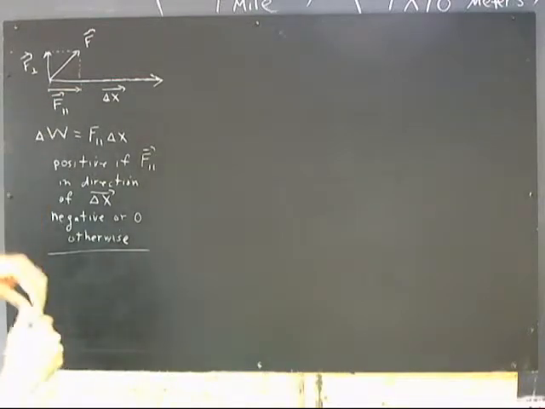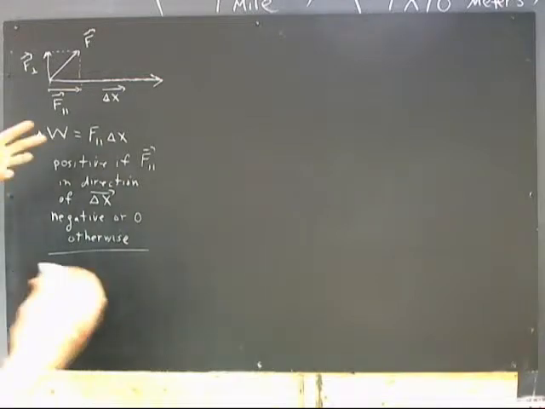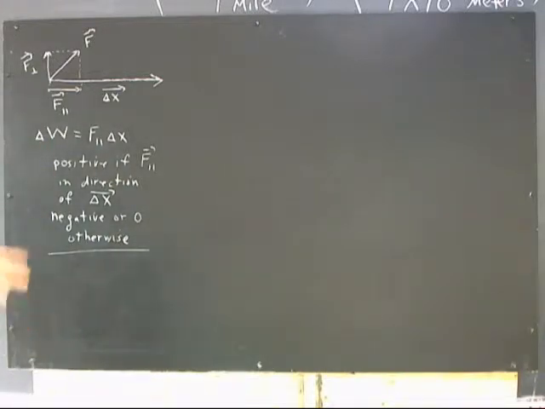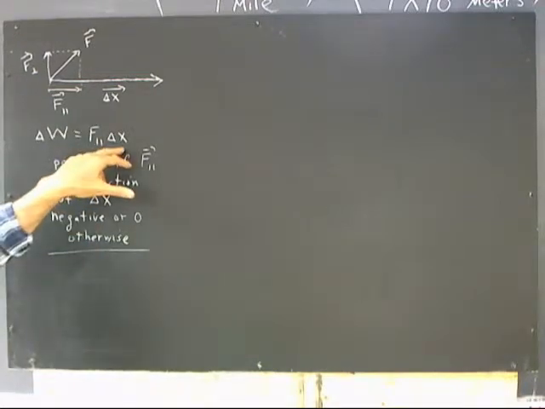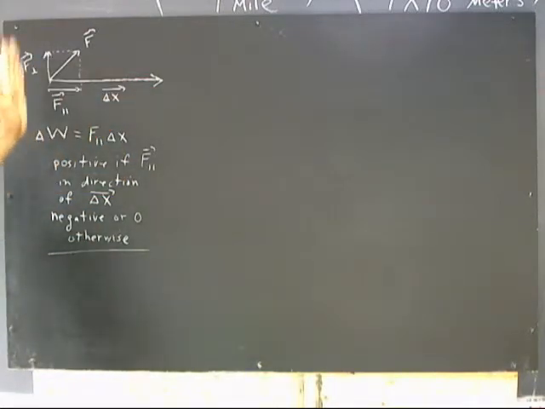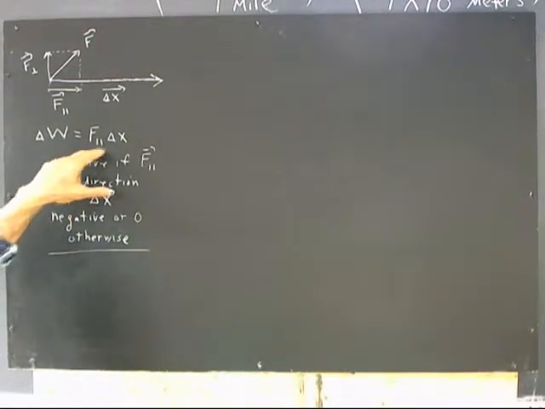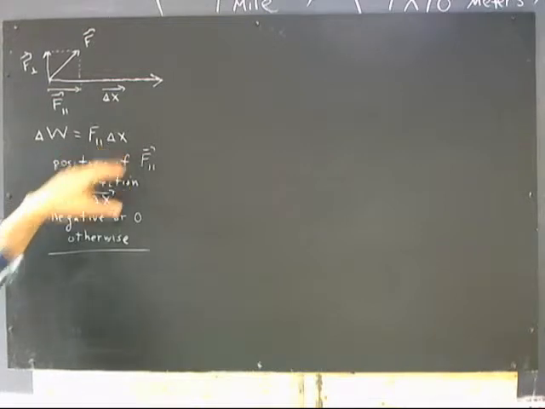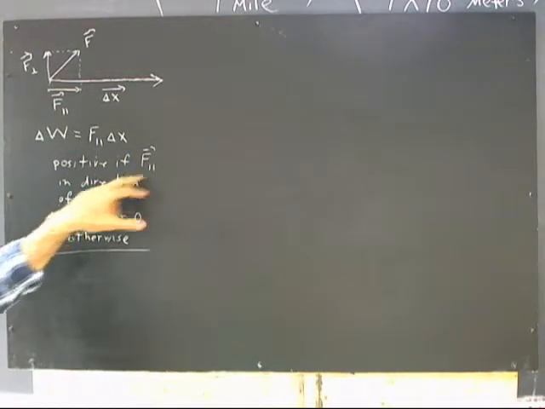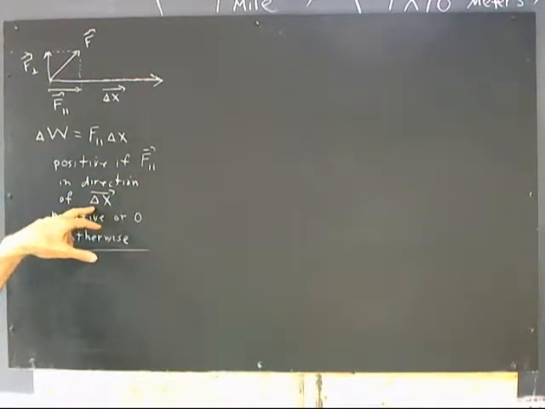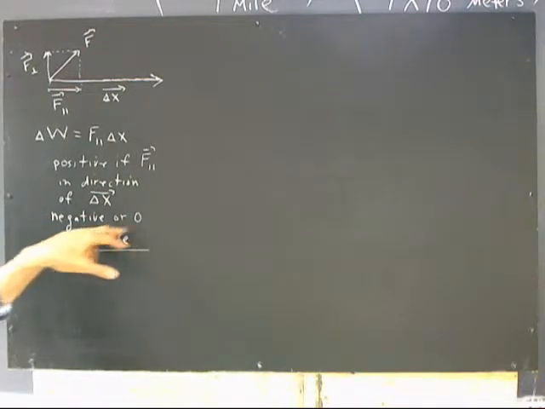So the F parallel delta x is going to represent the work that's actually done on the car. The F perpendicular represents the part of the force that I'm exerting that doesn't do any work. The only caveat here is that F parallel delta x is going to be positive if F parallel is in the direction of delta x, and negative or zero otherwise.